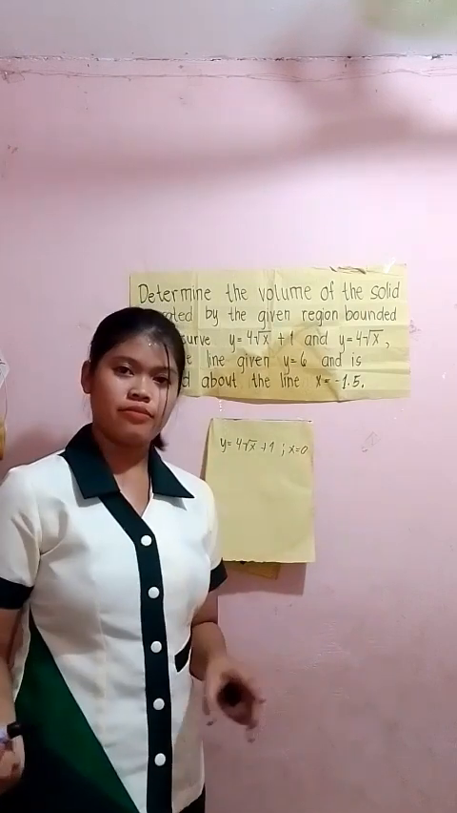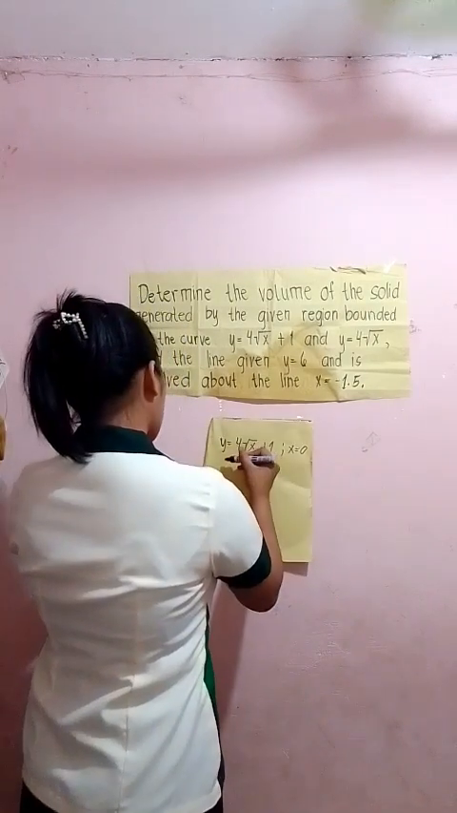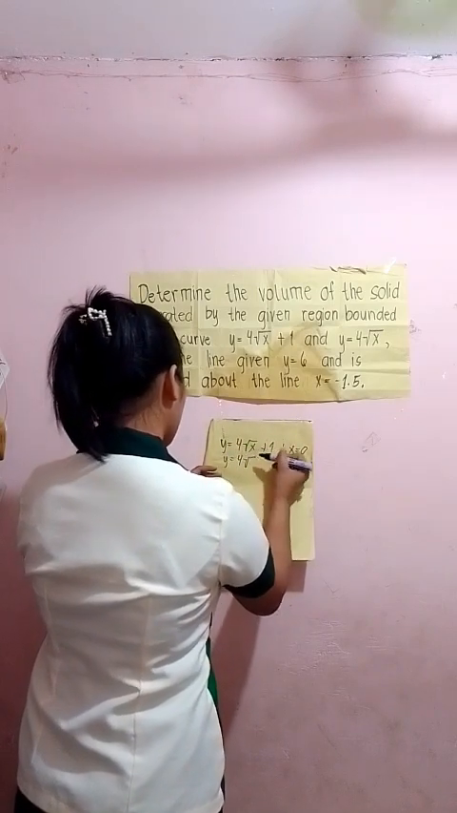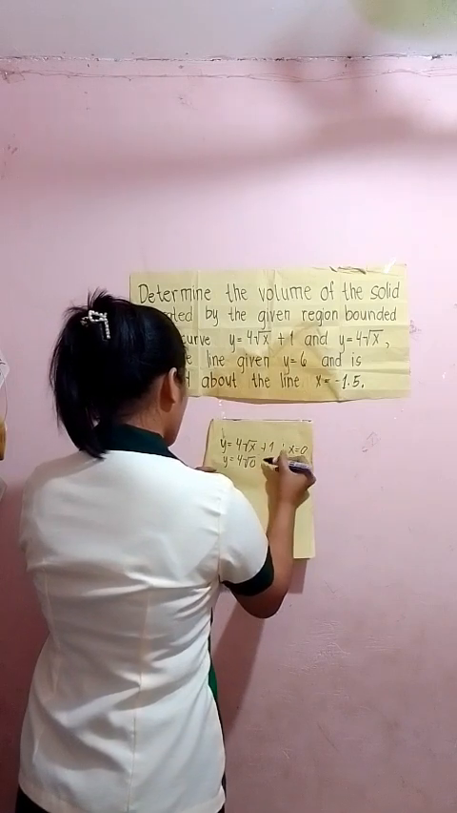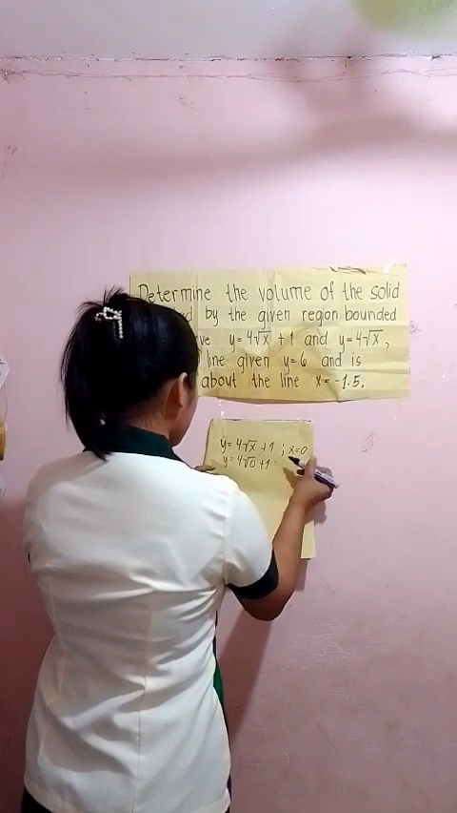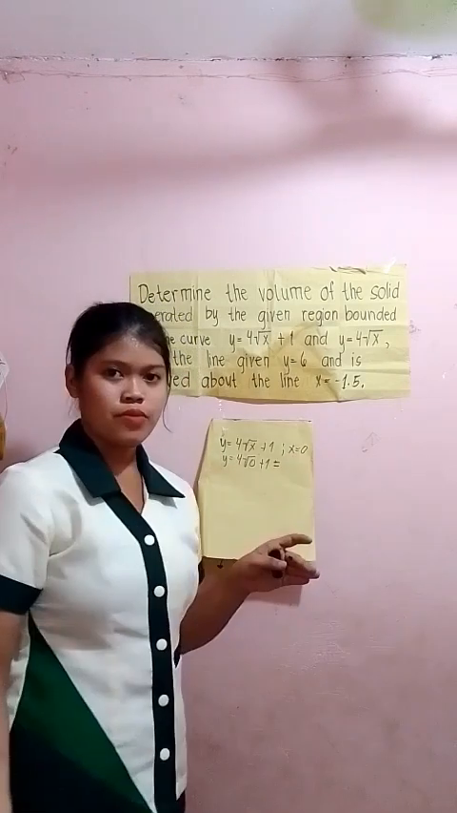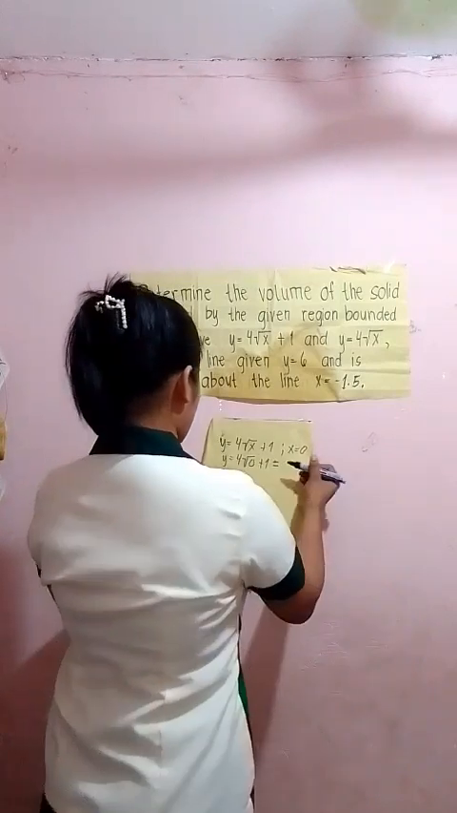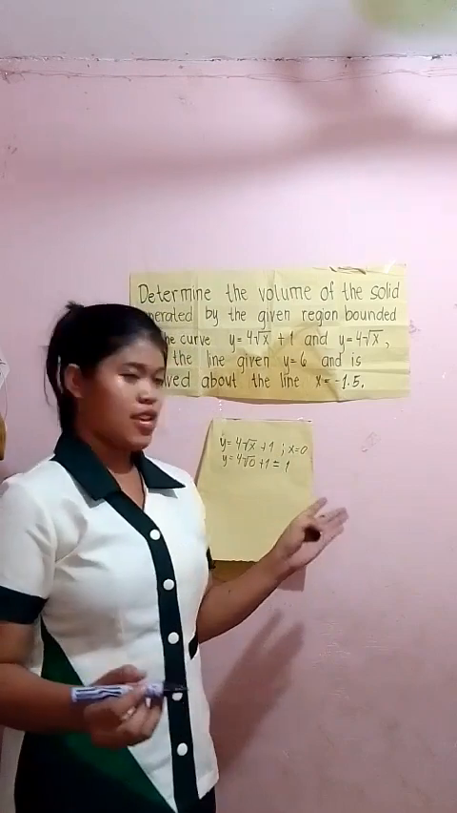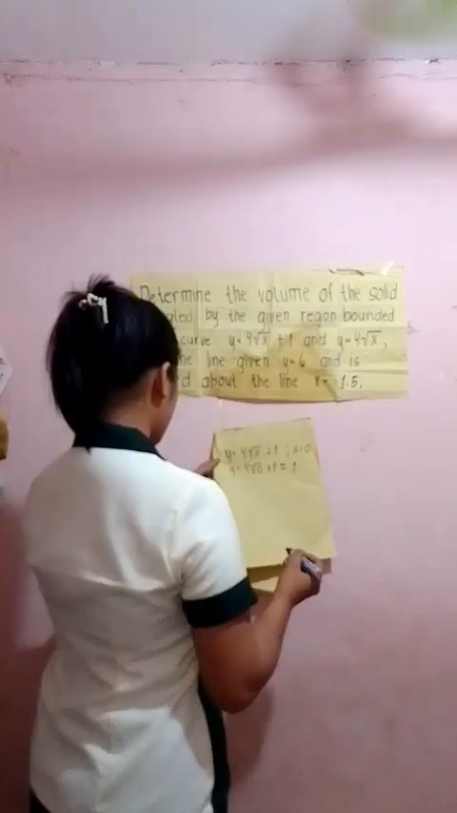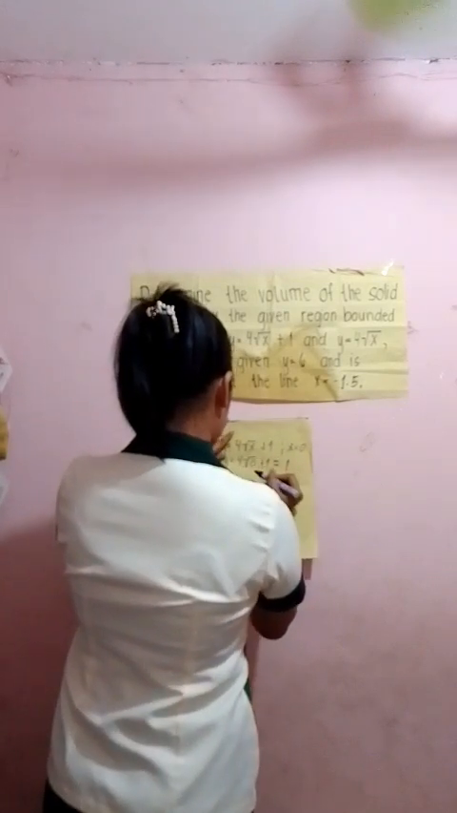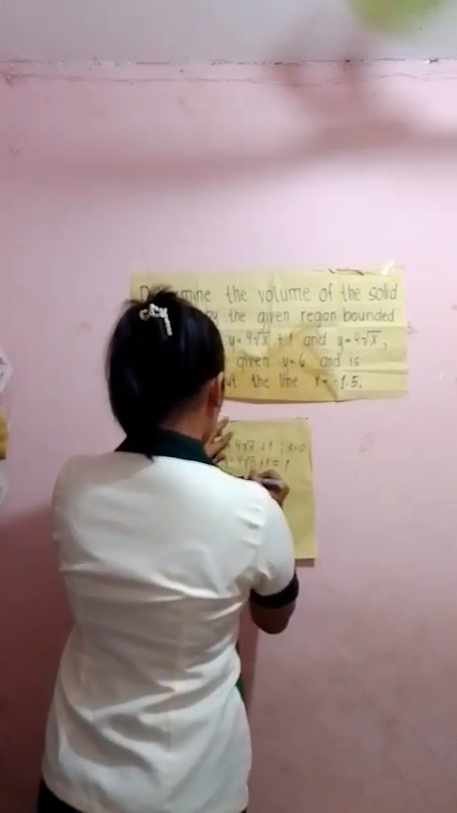Okay, so we'll find the value of y. So 4 times the square root of 0 plus 1 is equal to 1. So our coordinates here is 0, 1.